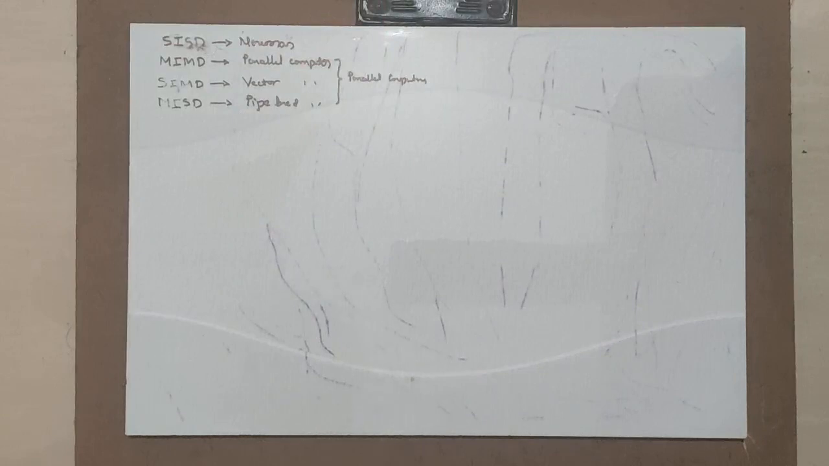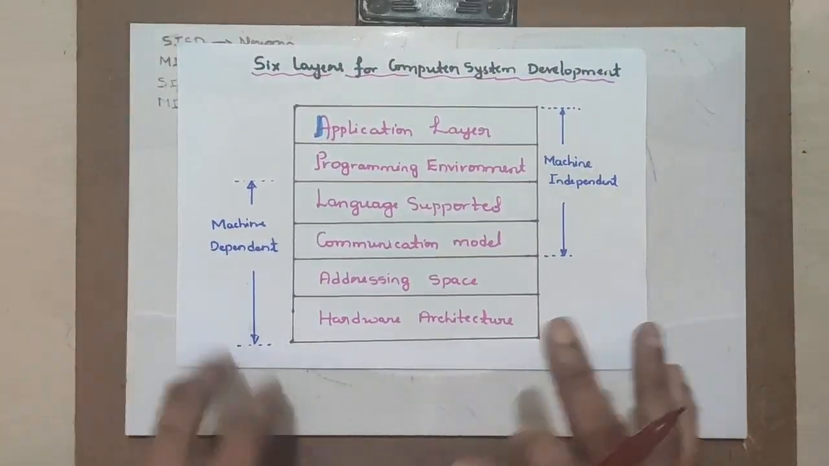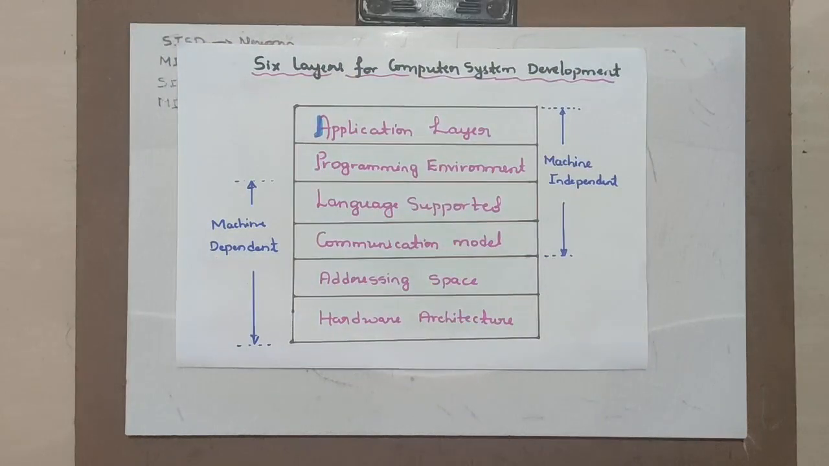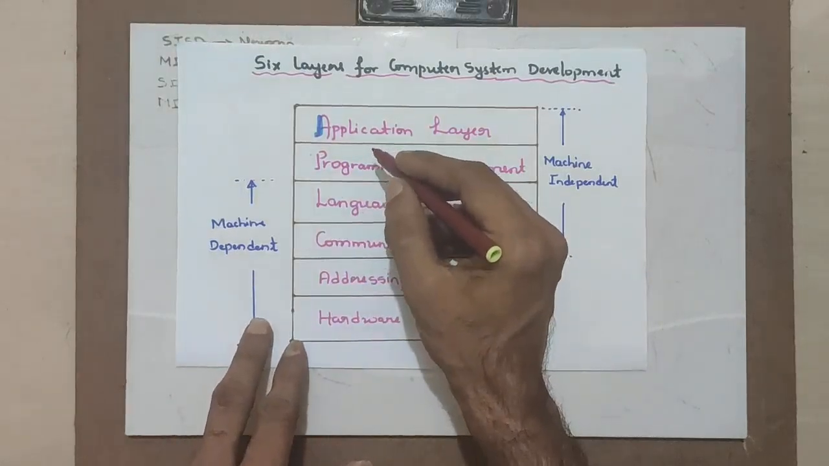Flynn's classification. The next concept which I would like to tell you is regarding development layers of computer system. Let us see this slide where there are 6 layers for computer system development. The first or topmost layer is application layer, where you will be dealing with different applications. As I have told you, there may be scientific applications, space related applications, or data related, network related applications, like that. Application layer deals with that.